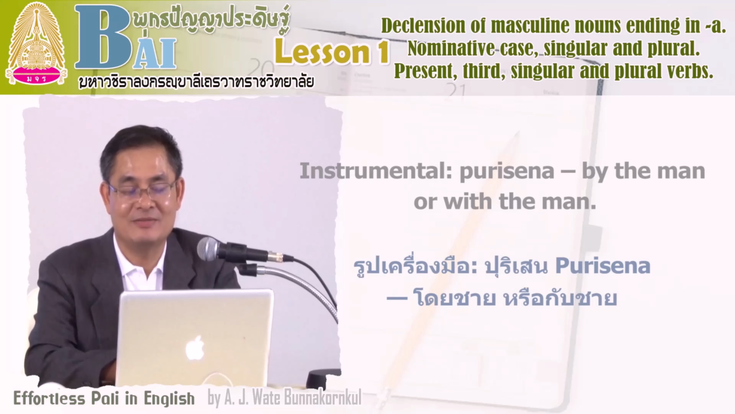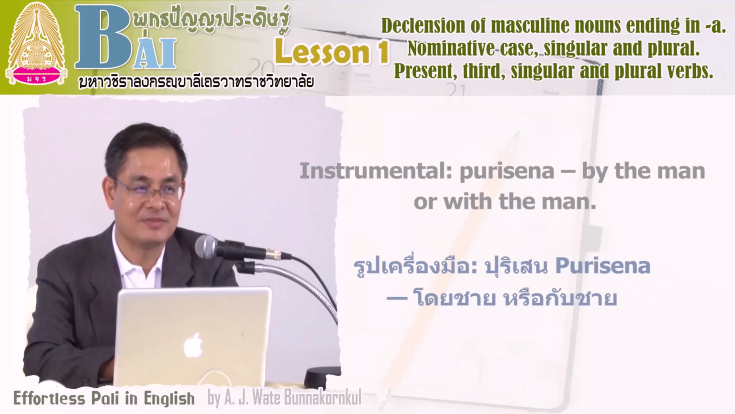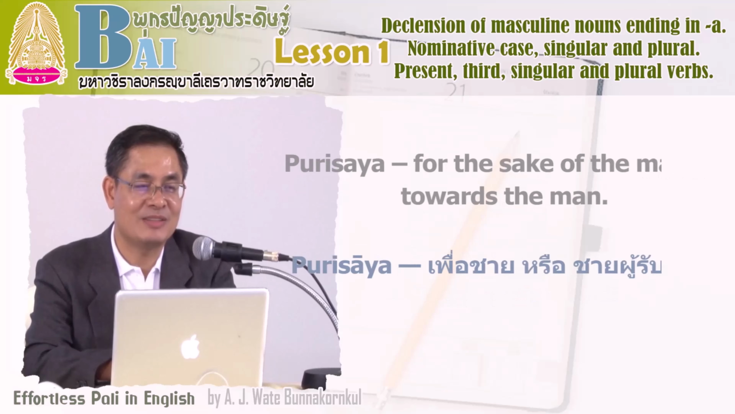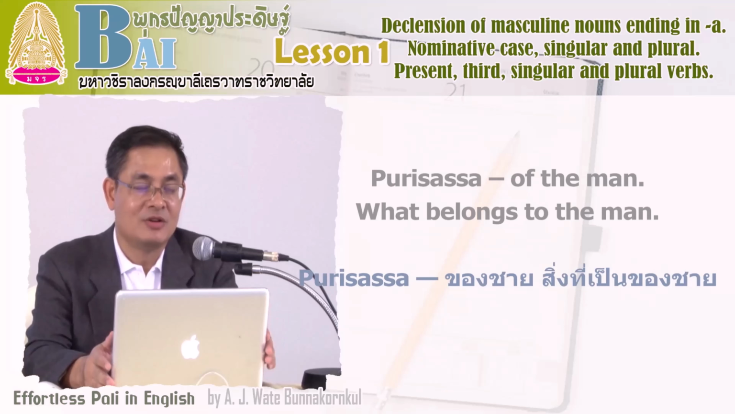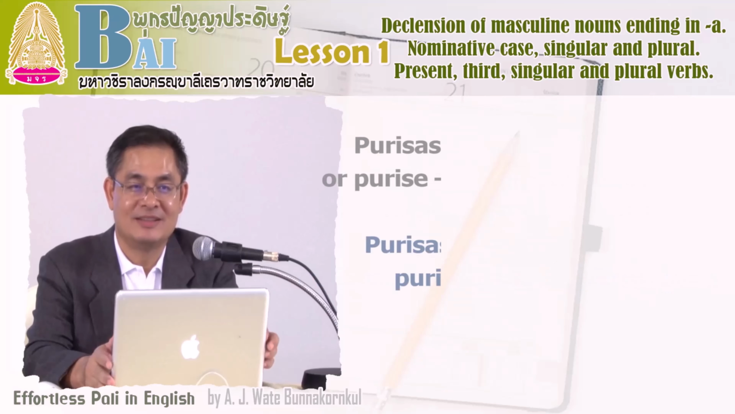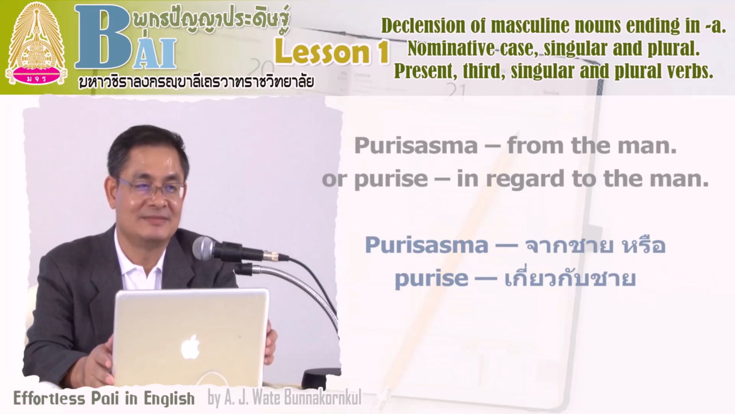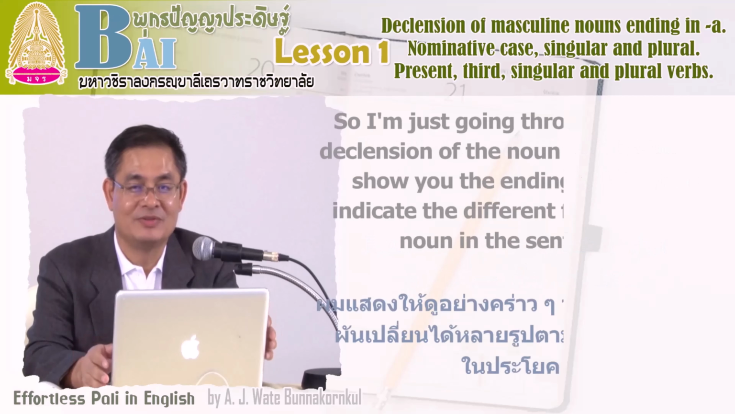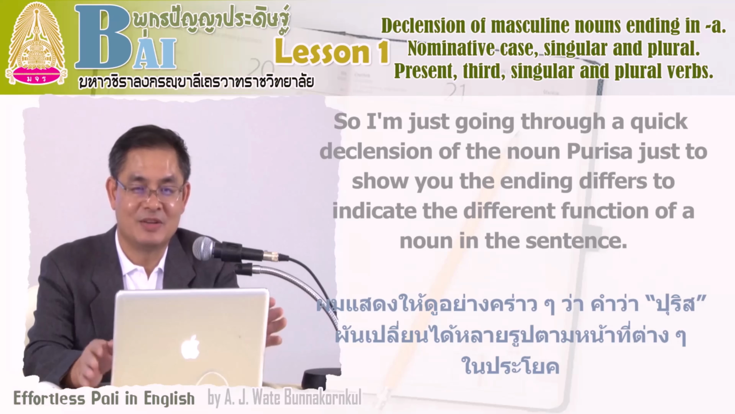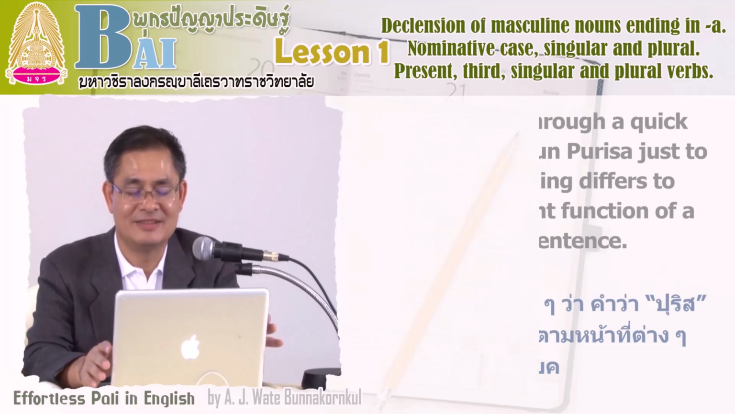Instrumental, purisena, by the man or with the man. Purisaya, for the sake of the man or towards the man. Purisassa, of the man, what belongs to the man. Purisasma, from the man, or purise, in regard to the man. So I'm just going through a quick declension of the noun purisa, just to show you the ending differs to indicate the different function of a noun in the sentence.